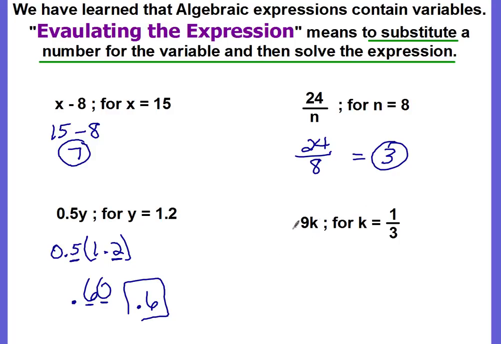9 times k. We want to evaluate this expression and see what we would get if k were 1/3. So let's substitute 1/3 for k. 9 times, and k is 1/3. Now recall, to multiply a fraction and a whole number, the whole number has to be turned into a fraction. Multiply your numerators together. 9 times 1 is 9. Multiply your denominators together. 1 times 3 is 3. And simplify. 9 divided by 3 equals 3.